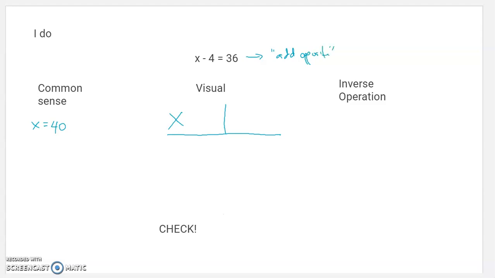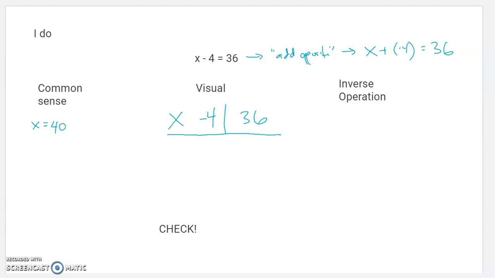Works great. So instead of x minus 4 is 36, I'm going to rewrite this as x plus the opposite of 4, x plus negative 4 equals 36. And the reason I want to do that is that I can draw. I know how to draw adding something. I don't know how to draw subtracting something. So I'm going to put a negative 4 here, x plus negative 4, and 36 here.